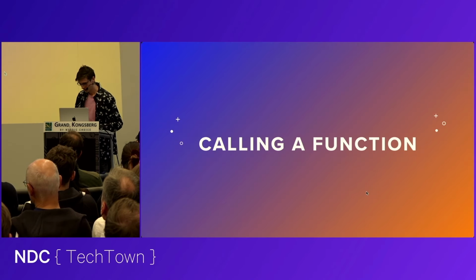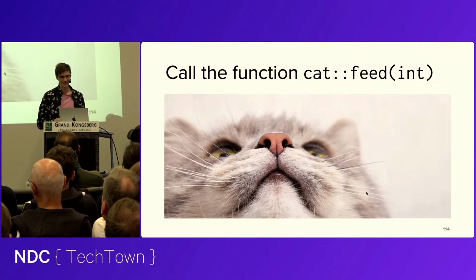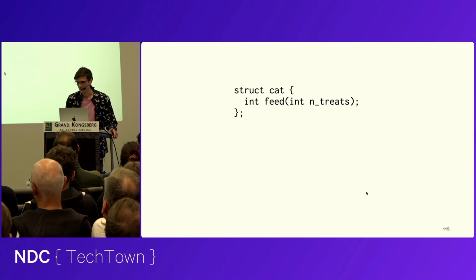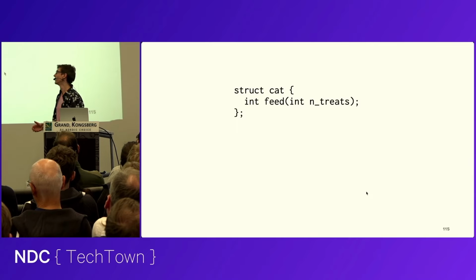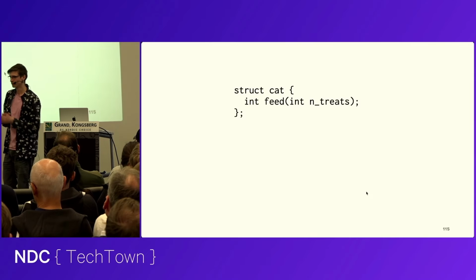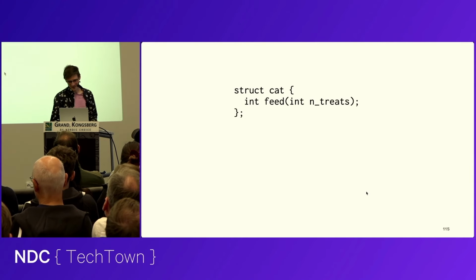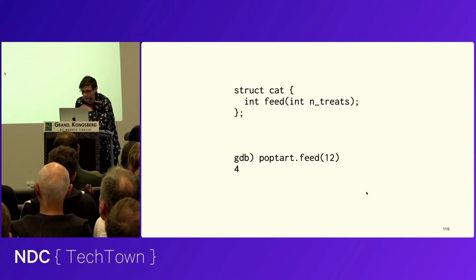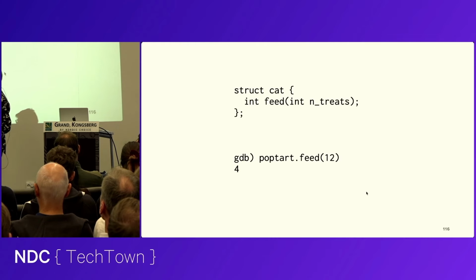Nice. Calling a function. Say we want to call the function Cat::feed. We might have a type called Cat, and it might have a member function called feed, which takes a number of treats to feed the cat and maybe returns the leftovers so we can give it to another cat or eat it ourselves if we're a bit weird. But we might want to type in poptart.feed and give it a number and then have it return a value, print it out.